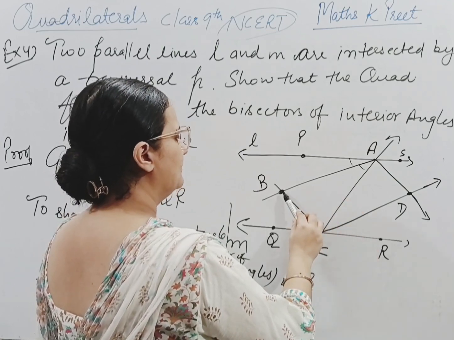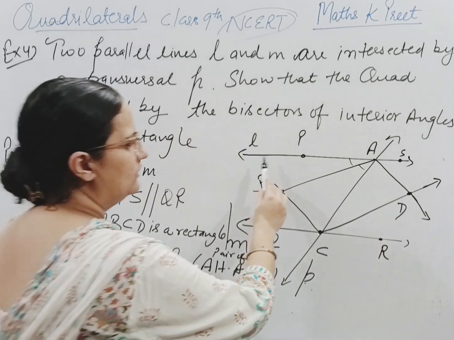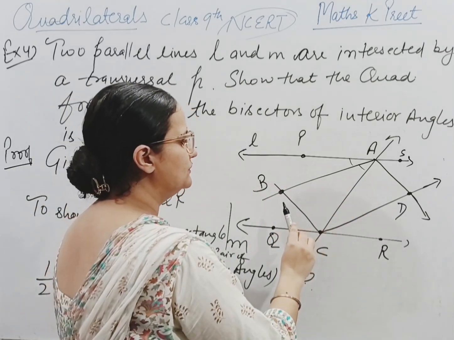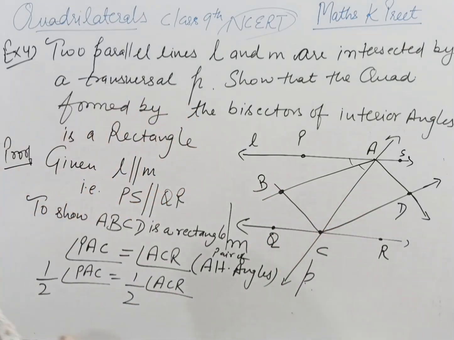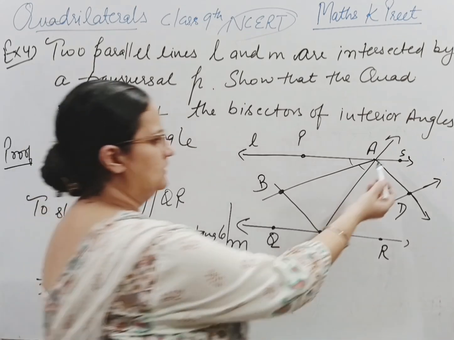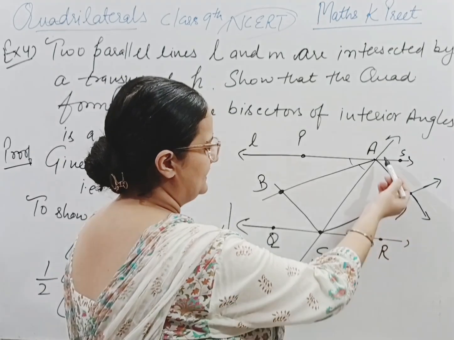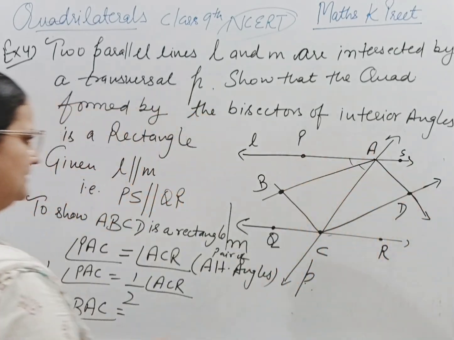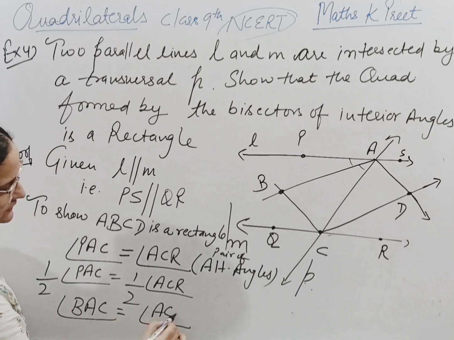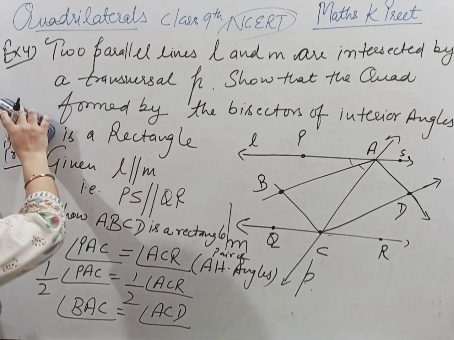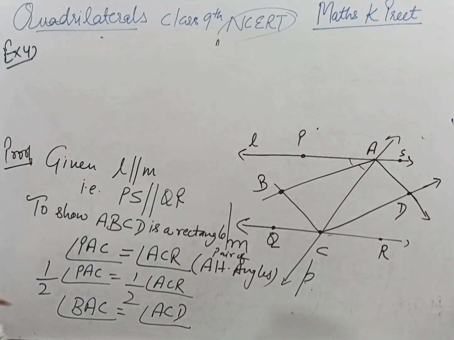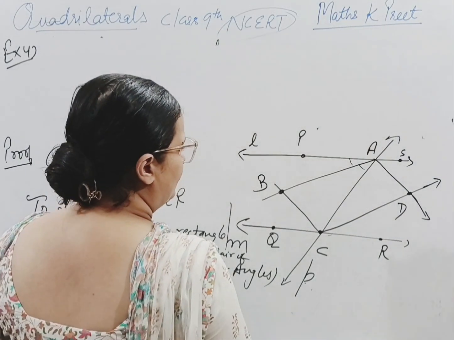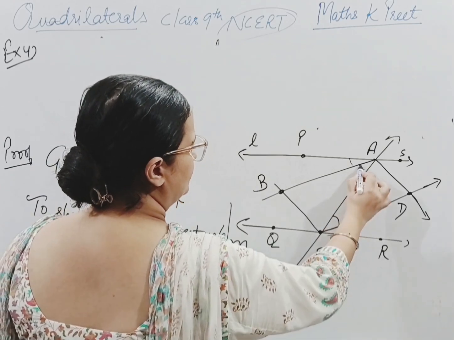I'll take that one, BAC. I will not write PAB because this is of no use for me. I'll write BAC. So angle BAC will be equal to half of this angle that is falling in this rectangle. I'll write ACD. So these two angles are equal now. Let me erase the statement now. So BAC is equal to ACD, we have shown these two angles are equal.